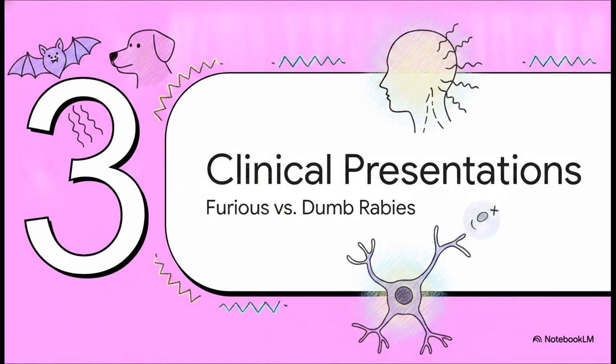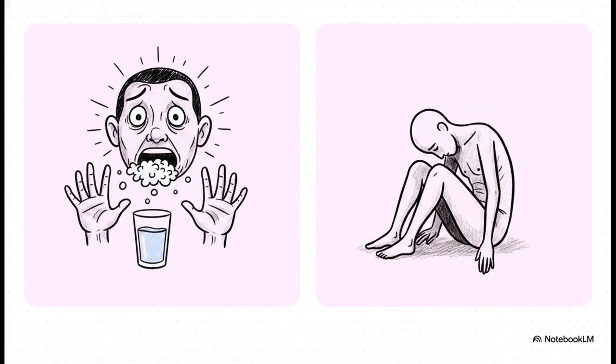Let's move to Section 3, Clinical Presentations. Furious versus dumb rabies. Okay, so after an exposure, the incubation period usually lasts anywhere from 20 to 90 days, though it can vary depending on how close the bite was to the face. The very first clinical clue, the key early prodrome sign, is pain, paresthesia or severe itching right at the healed bite site. The original wound is long gone, but the dorsal root ganglia are infected, causing that localized nerve pain.